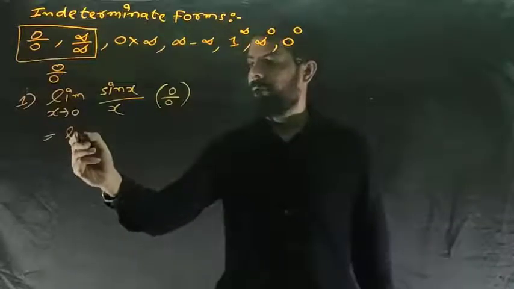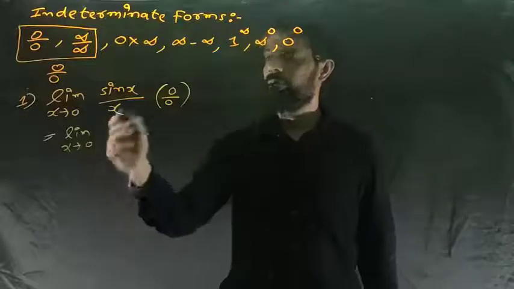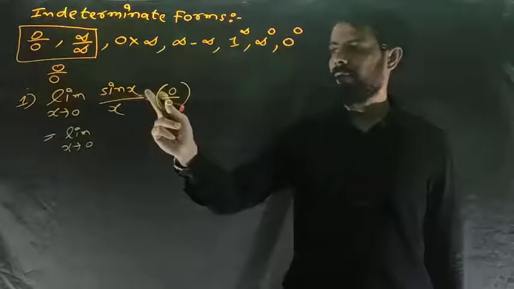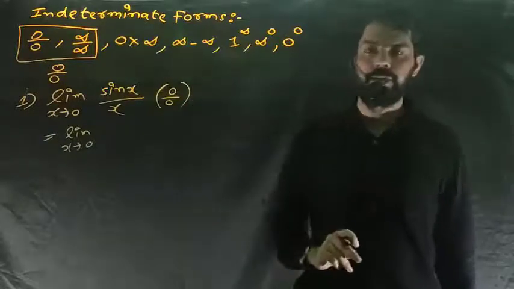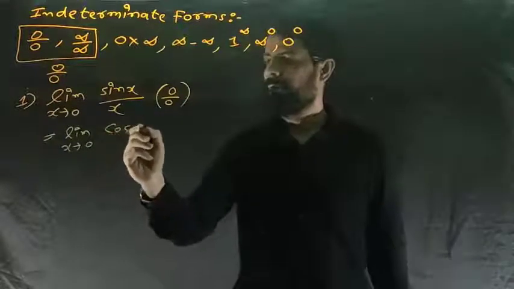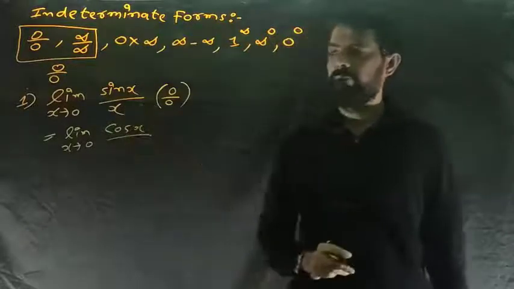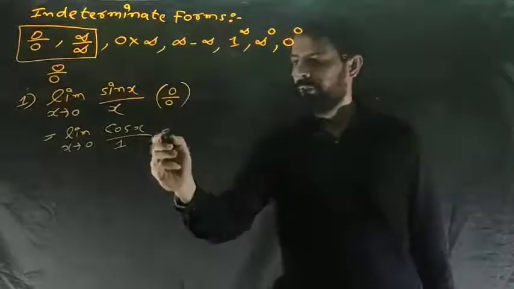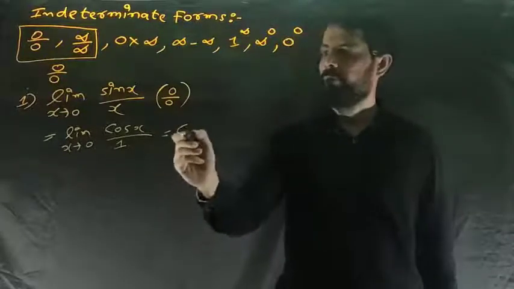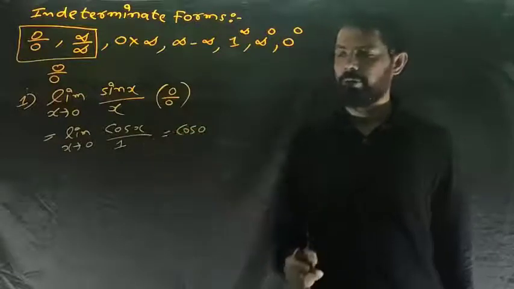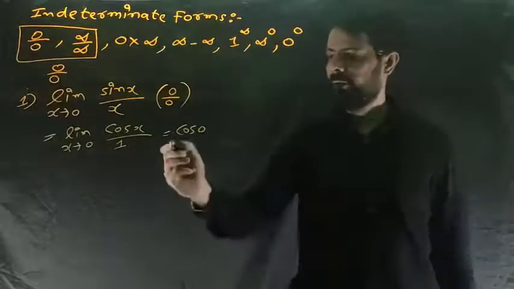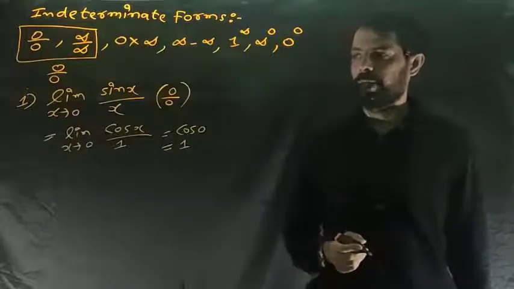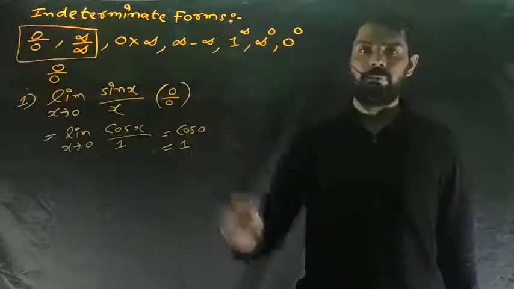Now, according to L'Hôpital's Rule, we have to take the derivative of numerator and denominator individually. First we take the derivative of sin x, which is cos x, so here we write cos x, divided by the derivative of x, which is 1. Now replacing x by 0, it will be cos 0 divided by 1, and the value of cos 0 is 1. Therefore we got the result: limit x tends to 0 of sin x divided by x is equal to 1.